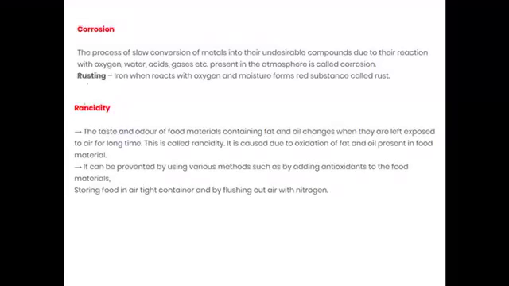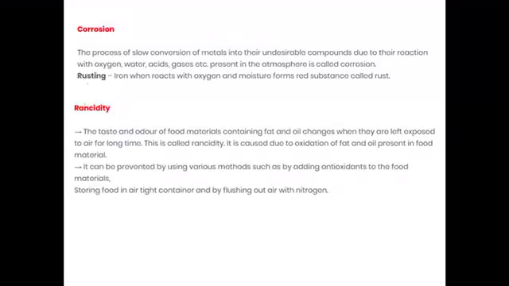How can we prevent corrosion, rusting, rancidity? Corrosion, rusting, we know already, we have done in small classes that by painting, alloying, galvanizing, we can prevent rusting and corrosion. Whereas rancidity can be prevented by, at least we can use 4 methods.